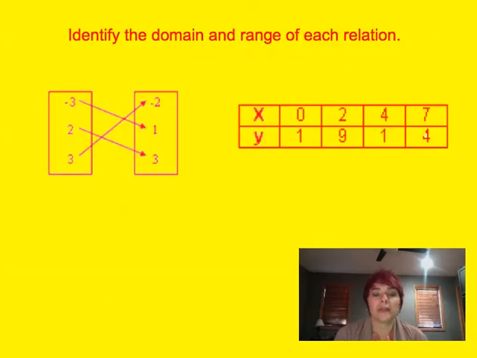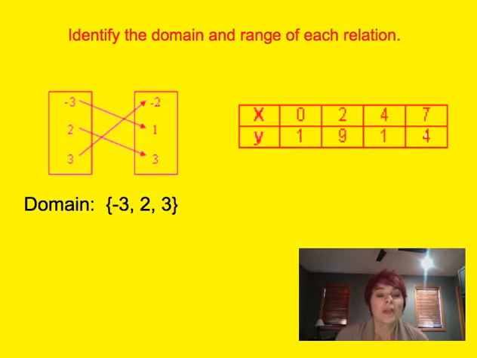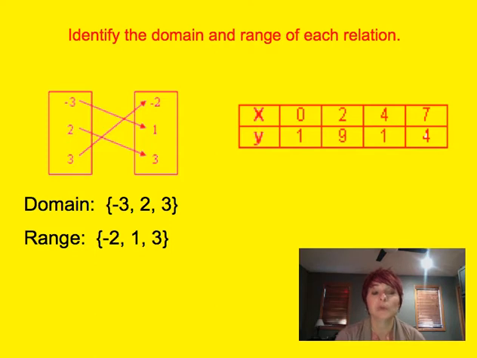Identify the domain and range of each relation. The first one you see there is a pair of input and output. The first box is the input values. The second box is the output values. So first of all, to talk about the domain, and notice the squiggly brackets, that says that it's going to be a set, and the set is -3, 2, and 3. And then the outputs is the range. So in that set, we would have -2, 1, 3. And again, notice the squiggly brackets, that says that it's a set.